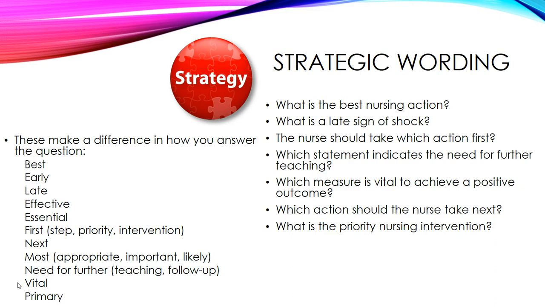Effective, like the most effective. Essential, what is absolutely needed. What are you going to do first? And this can be written as a priority. What is the first step? What is the first intervention? Different ways they'll word it. Next, what do you do next?